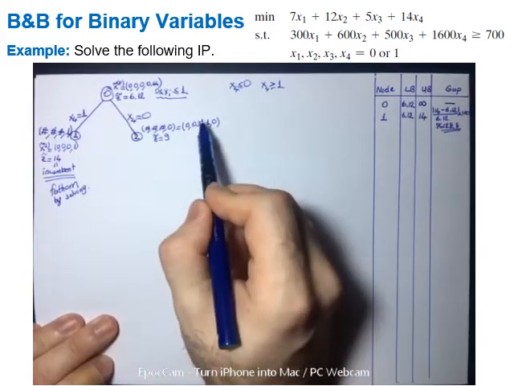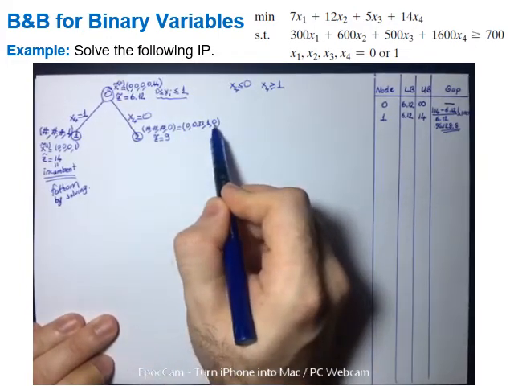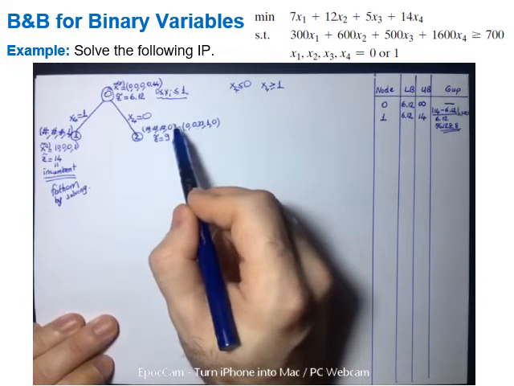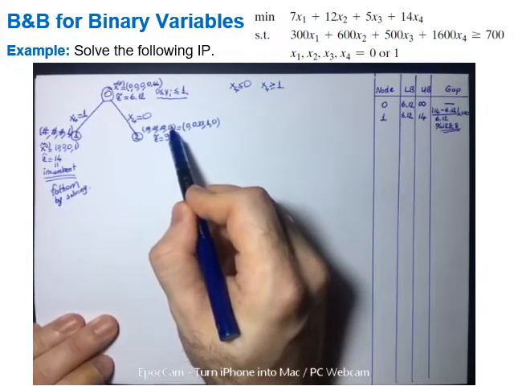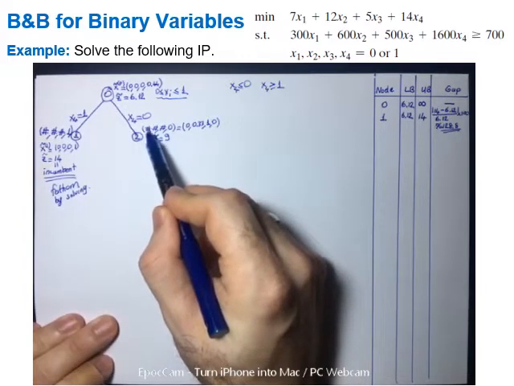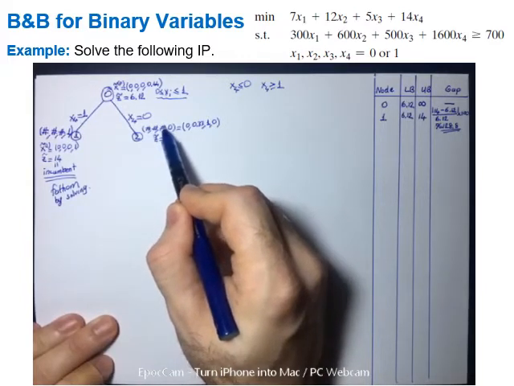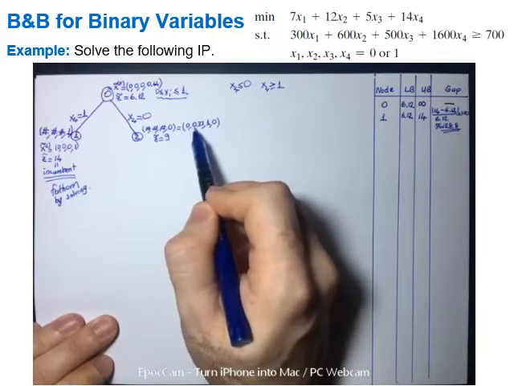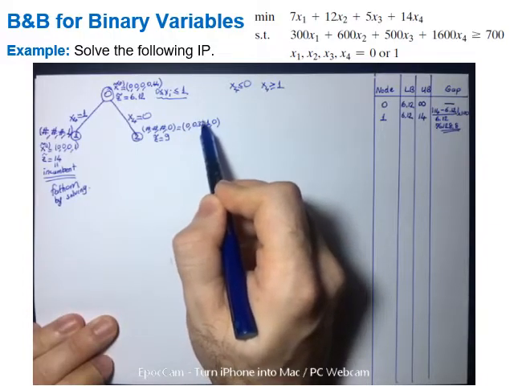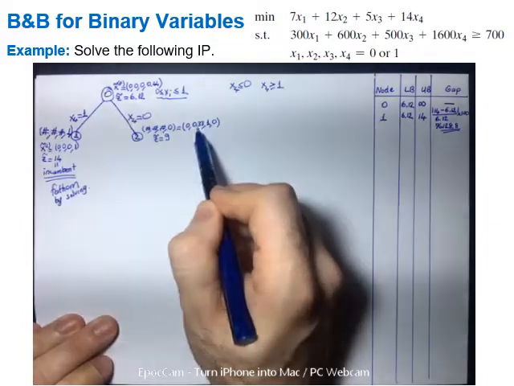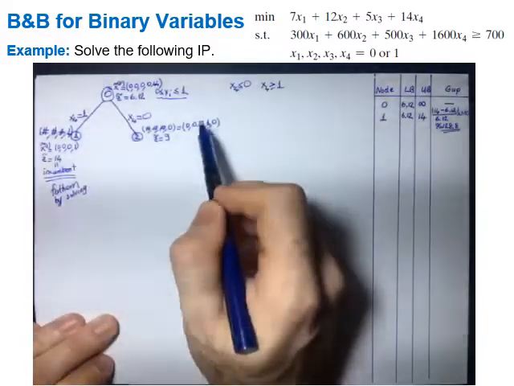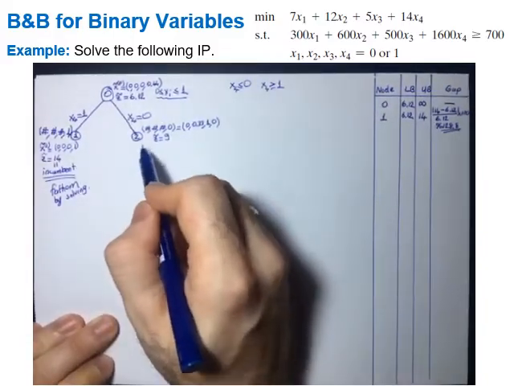Then question, branch on which variable? You need to branch on one of the free variables. So x4 is not free. It should be either x1 or x2 or x3. And you should branch on a variable which is not integer, not 0 or 1. So that's x2. Okay. So again, we are going to branch it.